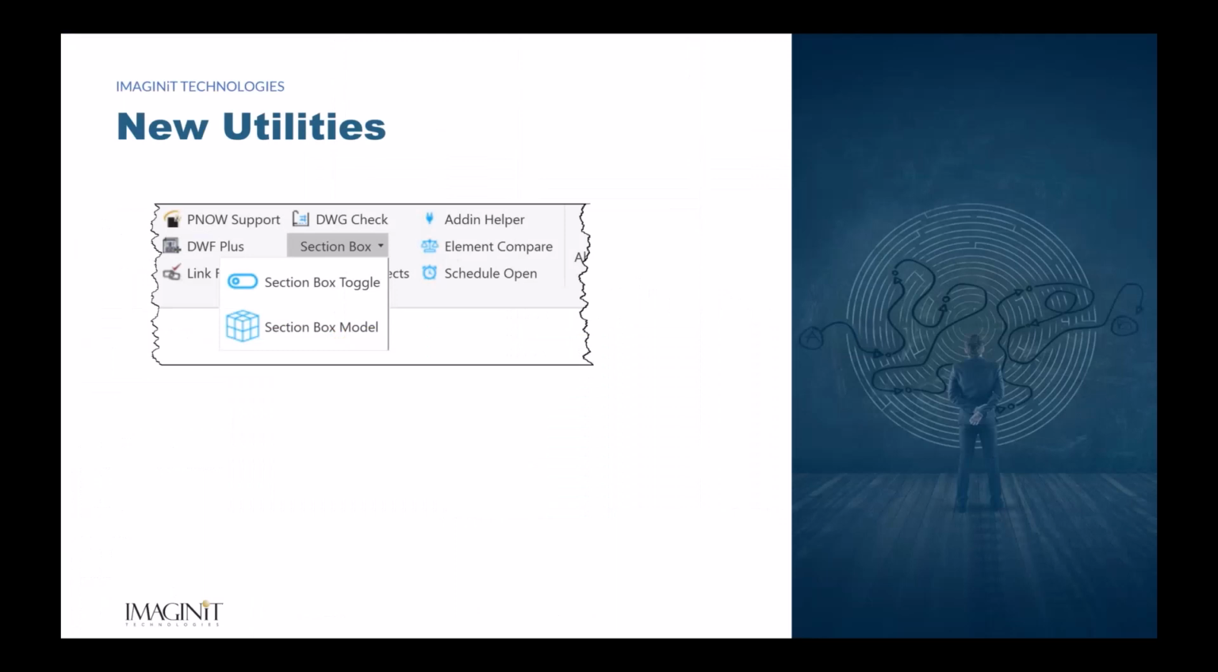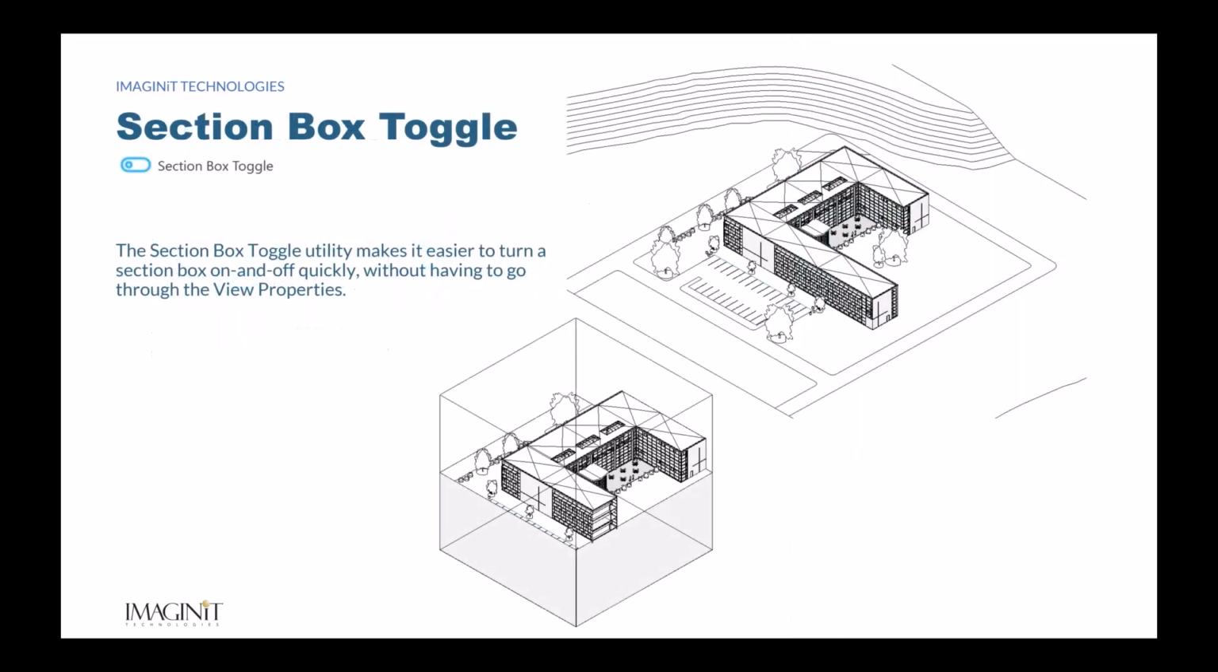Okay, so the new utilities, you're going to know which ones they are, because they're all set to cyan. You're going to see that we've got the section box toggle, the section box model with the add-in helper, the element compare, and the schedule open. I'm going to start off with the section box toggle, and it's pretty straightforward.